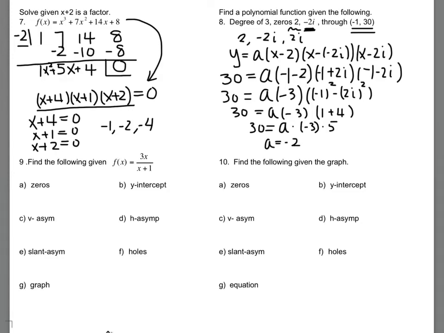So the given polynomial should be y equals -2 times x minus 2, x plus 2i, x minus 2i.